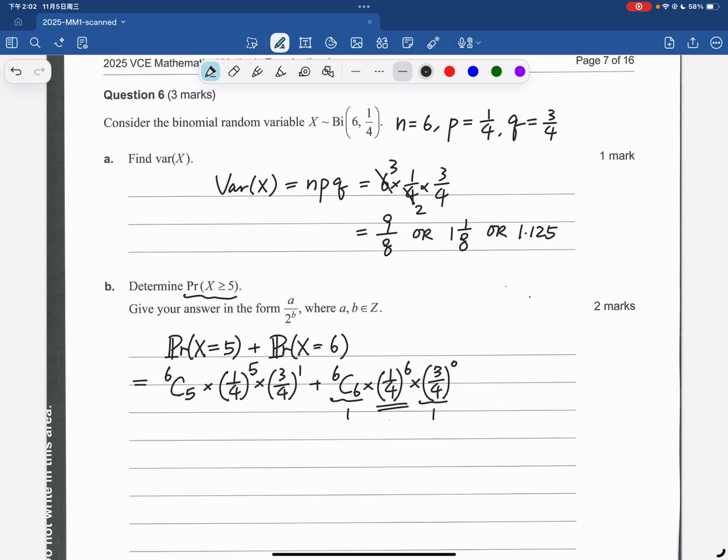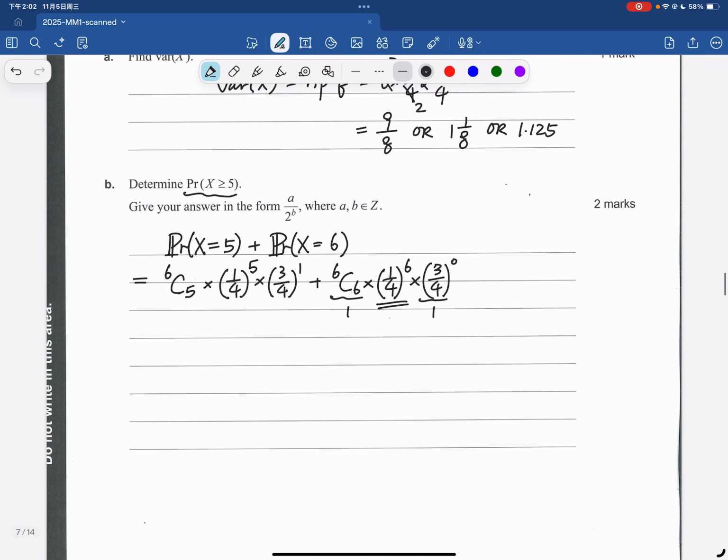So if you just write 1/4 to the power 6 here, that's also fine, because all of them will satisfy success, success, success, etc. But it is important to incorporate this term as well. So 6 times 1 to the power 5 times 3 to the power 1 divided by 4 to the power 6, plus 1 to the power 6 divided by 4 to the power 6. Eventually, that's 6 times 3, that's 18, plus 1, divided by 4 to the power 6.